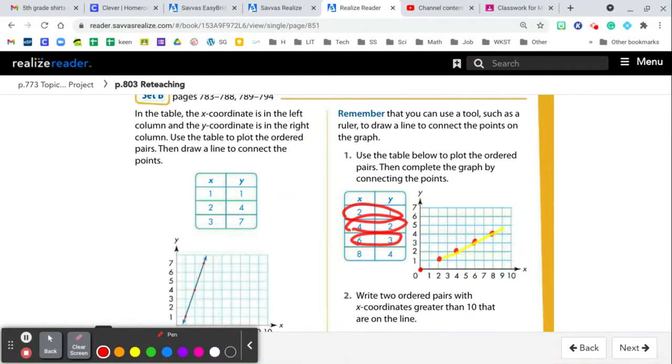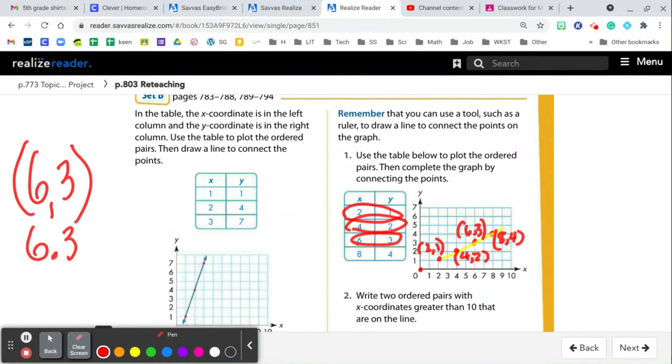You don't have to label them, but if you were to label them, you would label them (2, 1), (4, 2), (6, 3), and (8, 4) with the parentheses. Always put the parentheses around them so they know you're not writing a number like that. A reader might think you mean this, but if you put parentheses around it, they know you mean a coordinate pair.